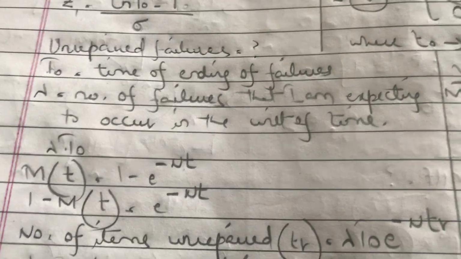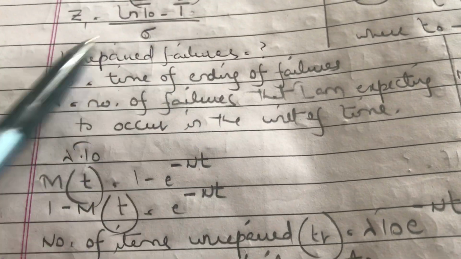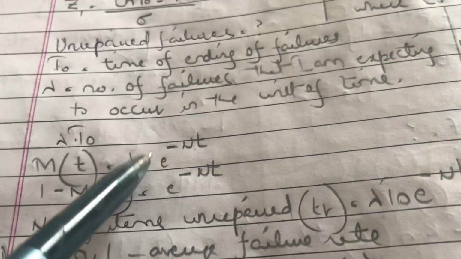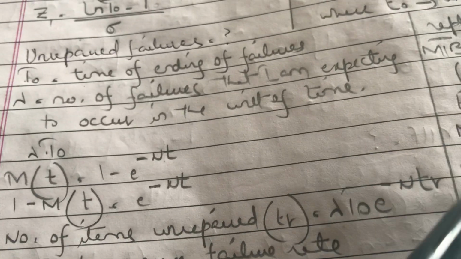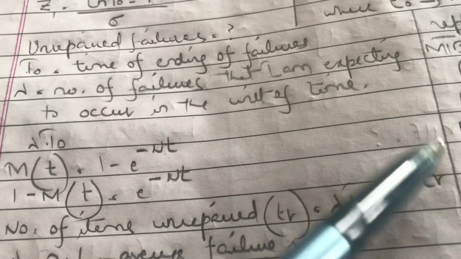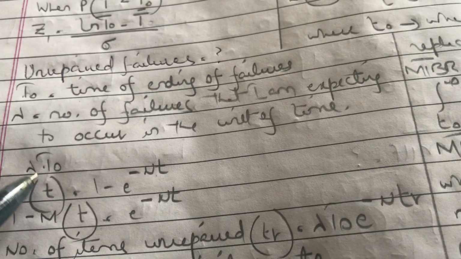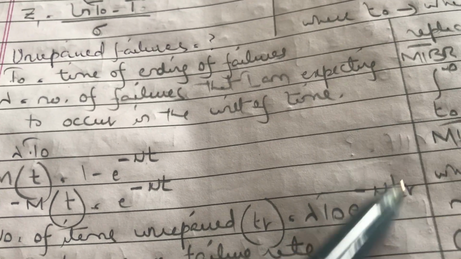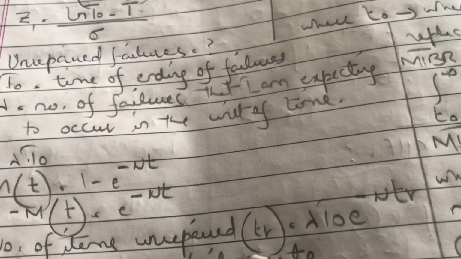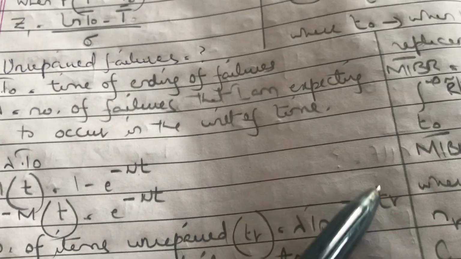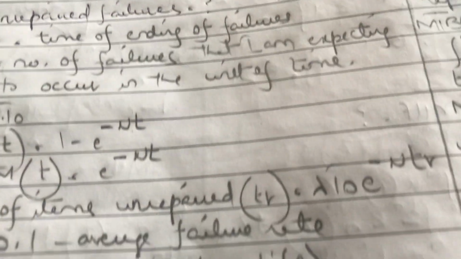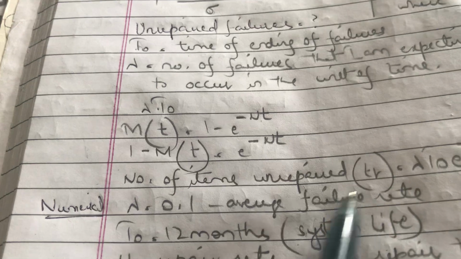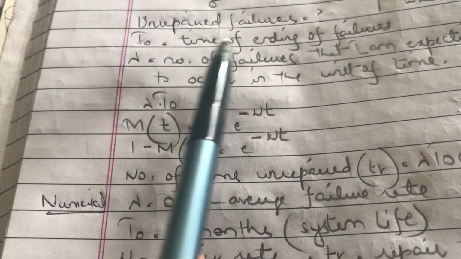Number of failures unrepaired, TR. So we will represent this whole scenario, and the thing that we need to find out is the number of items unrepaired. So all of this will combine, and we will get the formula in this form: lambda T0 e to the minus mu TR. And what is lambda? Lambda is our average failure rate. T0 is our time of ending of failure.